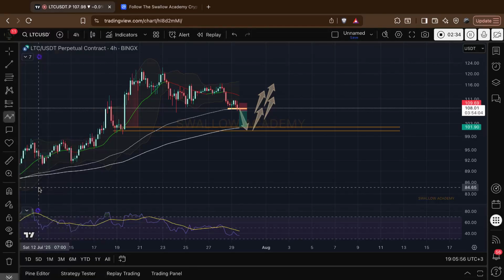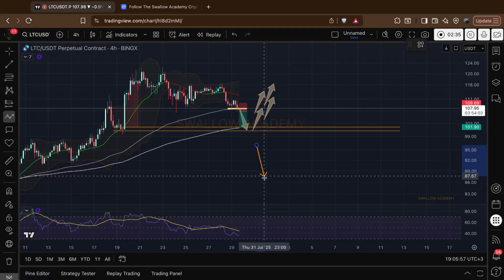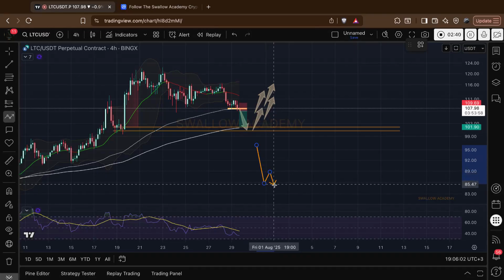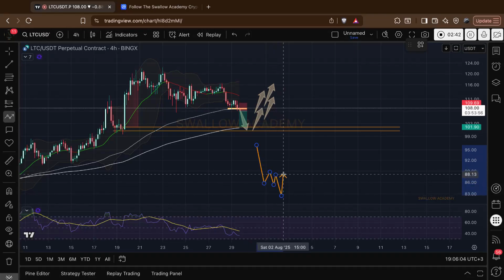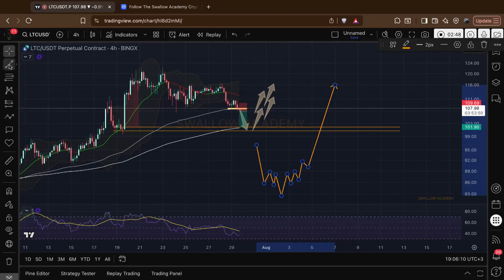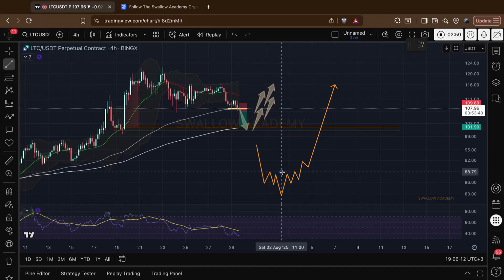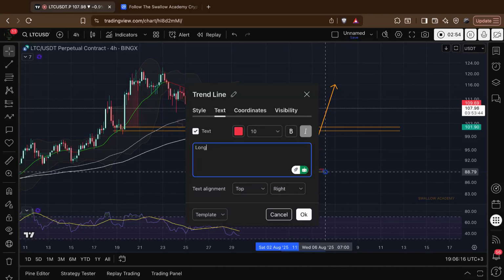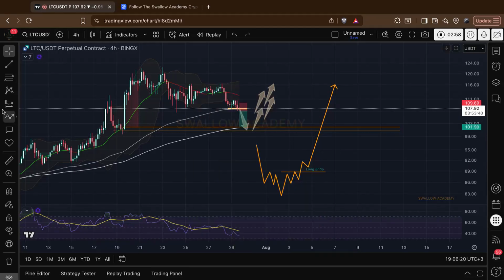So let me get the path. So we have this downward movement here. Now we would like to see maybe some kind of liquidity movement below this EMA, but eventually a market structure break, which would lead to the further movement to the upper zone. So this would be our entry position for the long entry, and this would mean a position of opening somewhere in this region.